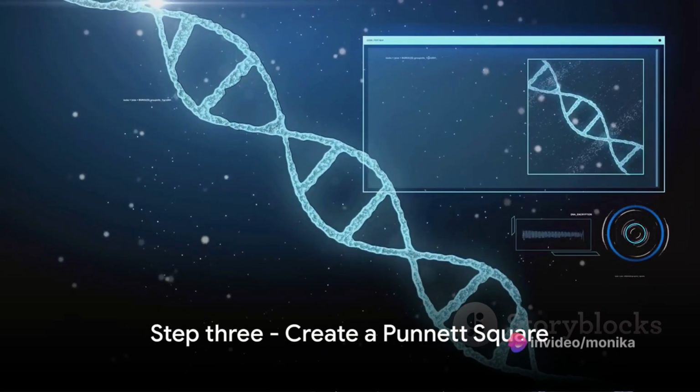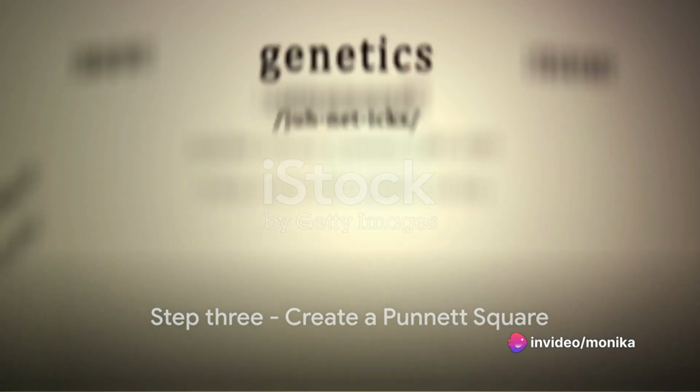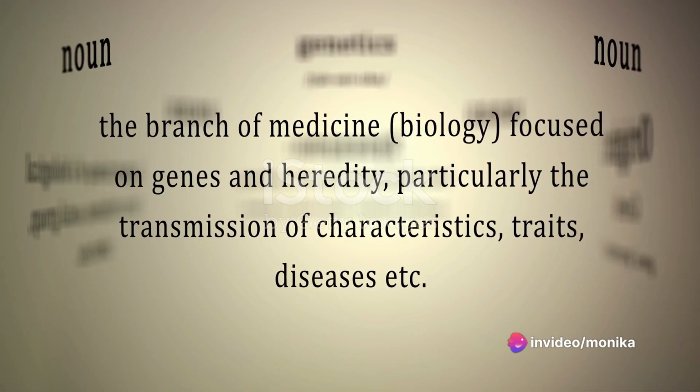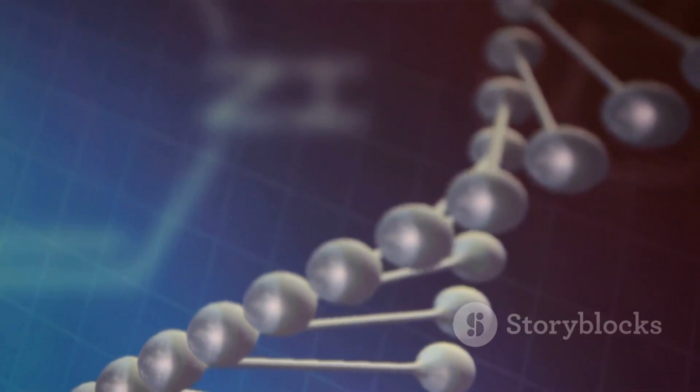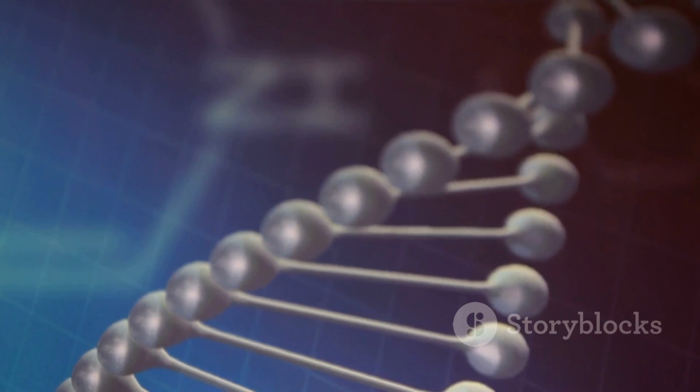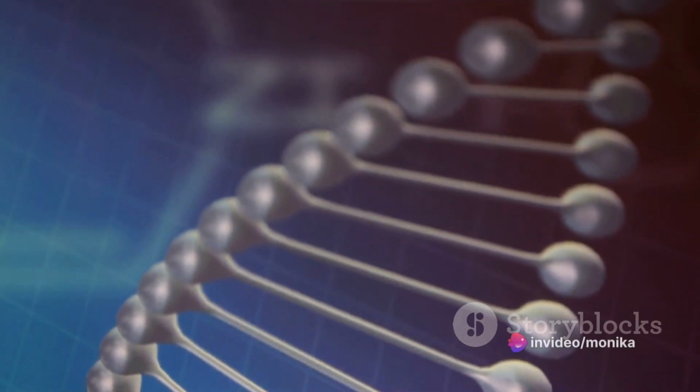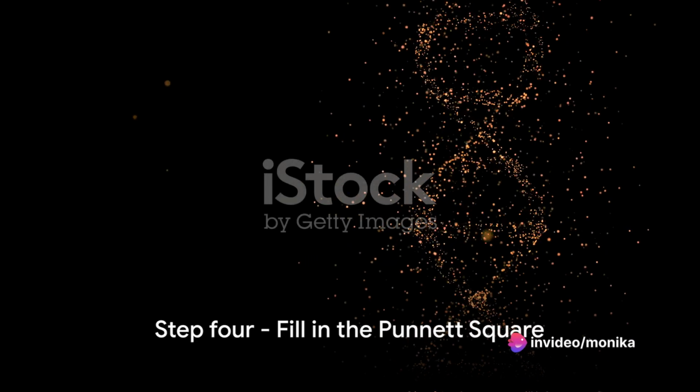Step 3. Create a Punnett square. This is a simple grid used to calculate the probability of an offspring having a particular genotype. The genotypes of the parents are split into their constituent alleles and placed along the top and side of the square.